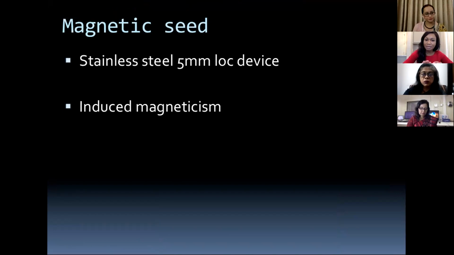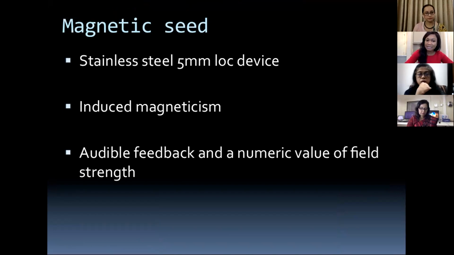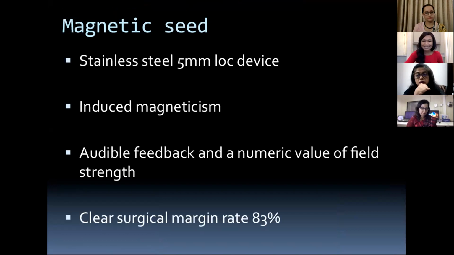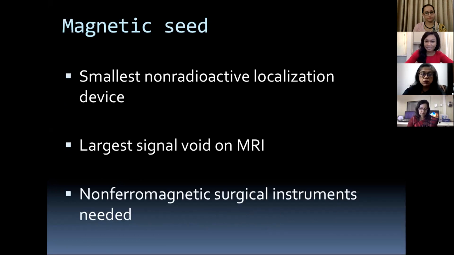After you've placed it in the breast, you actually induce the magnetism, and then you use the console to detect audible feedback, and it gives you a numeric value of the field strength to tell you how close you are or how far away you are from the magnet. There's a clear surgical margin rate of 83%. It is one of our smallest non-radioactive localization devices, which is great.